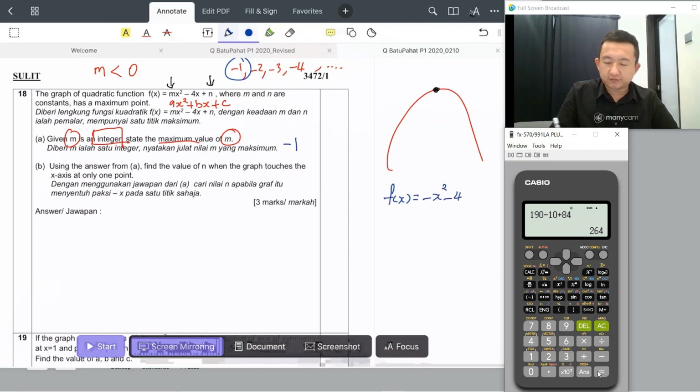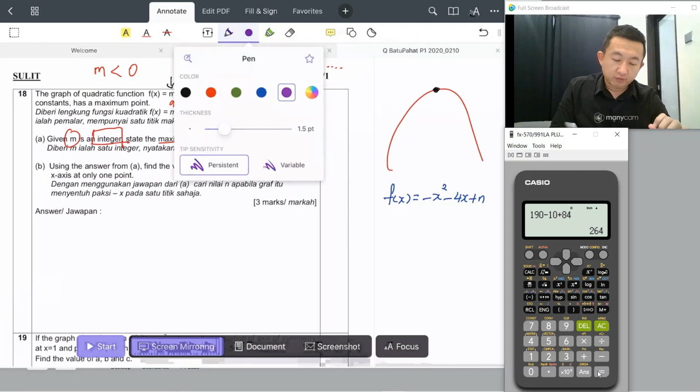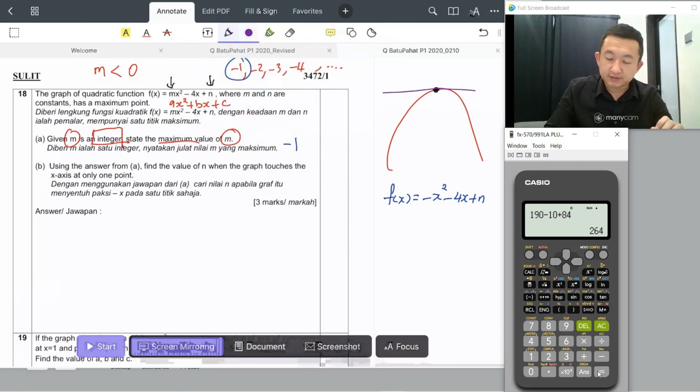Okay, by using the answer from a, meaning negative 1, we have f(x) equals negative x squared minus 4x plus n. Find the value of n, still unknown, when the graph touches the x-axis at only one point. Let's say this is the x-axis, only one point.